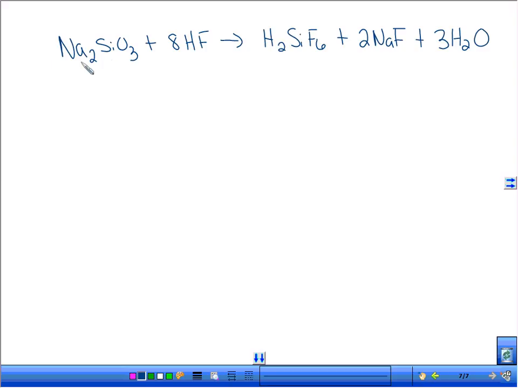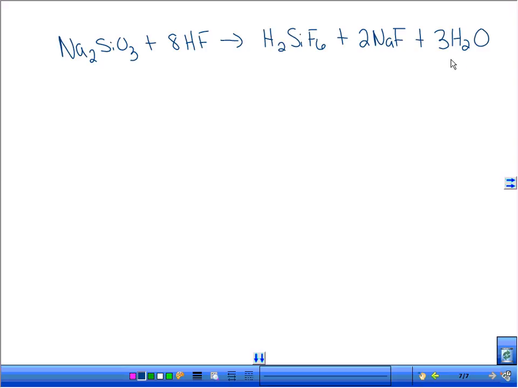So if we look at this equation, for every one sodium silicate here, I'm going to actually need 8 hydrofluoric acids. I'm going to get 1 of this product and 2 of this product and 3 of this product. And that's really all stoichiometry is.